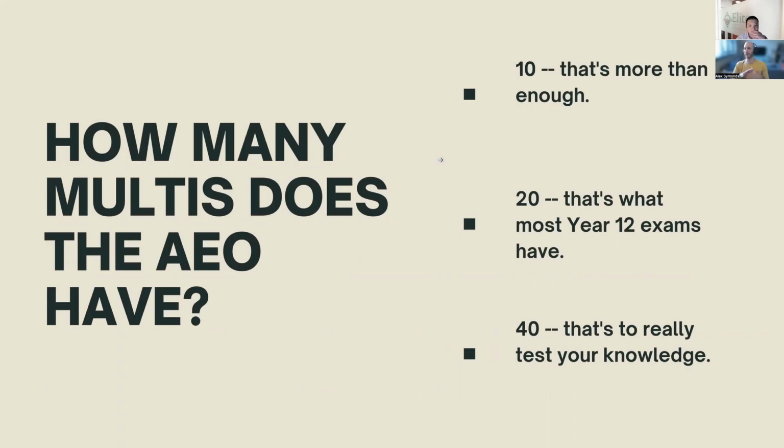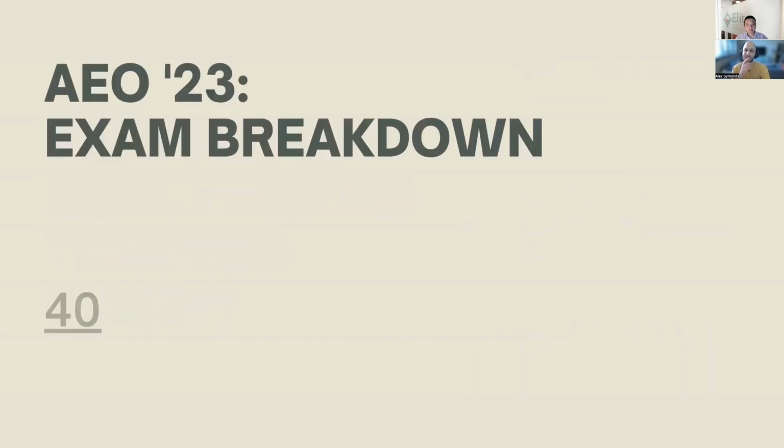In terms of the Australian Economics Olympiad, there are 40 multiple choice questions. For your own exams there may be 10 or 20, but here there are 40. So these are a lot of marks on offer. What I wanted to do was offer a short presentation on how to maximize your ability to get these multiple choice marks.